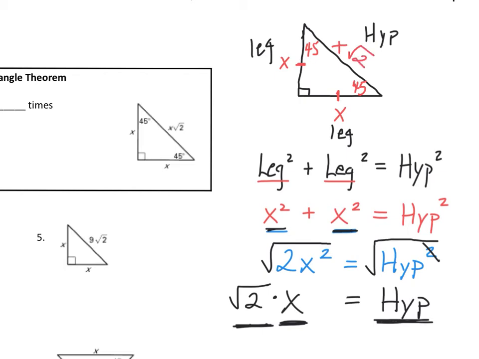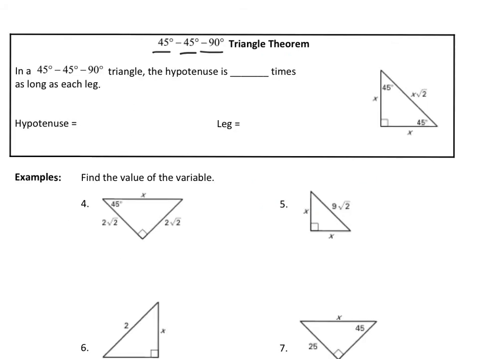And this will always be the case for any 45, 45, 90 triangle. So this picture that they give us on the right should look familiar. It's pretty much the exact same picture I just drew. For this 45, 45, 90, I know that the hypotenuse is square root of 2 times as long as each leg. So if I'm looking to find the hypotenuse, all I have to do is take one of those legs, whichever one, and multiply it by radical 2.